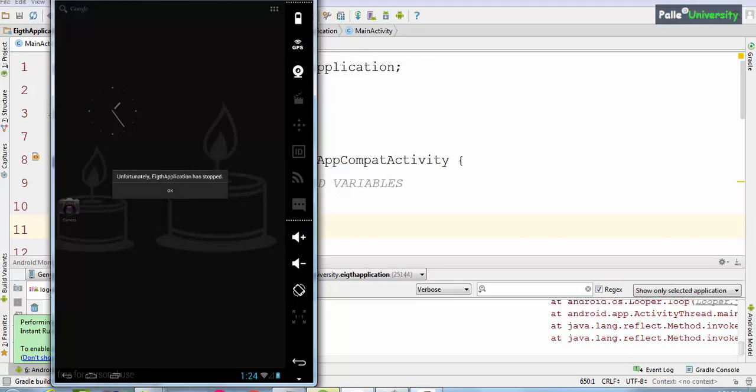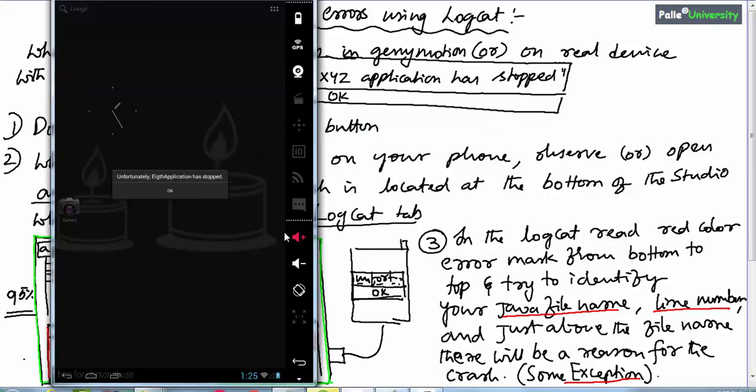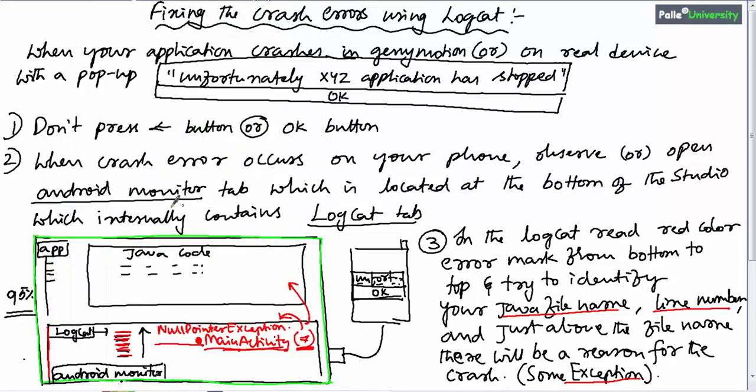Now what do you have to do? First step, don't press the back button or the OK button. Keep it like this, just minimize Genymotion. Step 2, when a crash error occurs on your phone, observe or open the Android monitor tab, which is located at the bottom of Studio, which internally contains the Logcat tab. As I told you already, you don't have to open this tab manually, it will come up automatically.